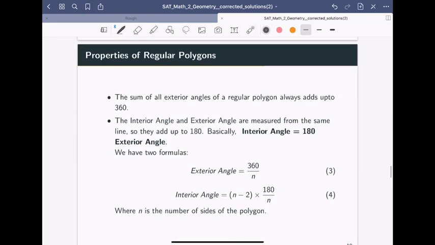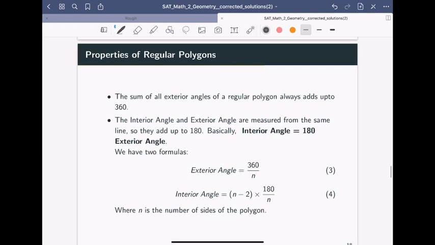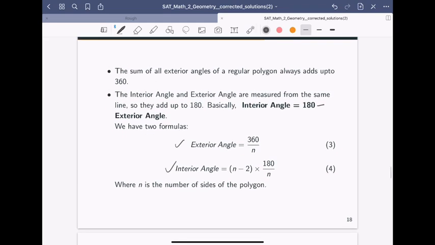Okay. So what are some properties of regular polygons? The sum of all exterior angles of a regular polygon will always add up to 360. The interior angle and exterior angle are measured from the same line so that they add up to 180. So basically, interior angle is 180 minus exterior angle, and we have 2 formulas for the exterior angle and the interior angle, and we have a very nice example from which we'll study what these 2 formulas mean and how they are used.